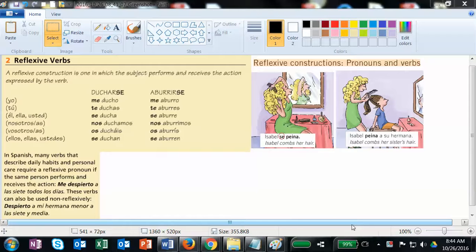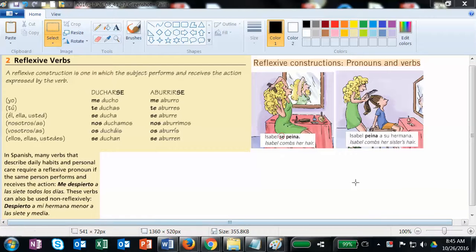Okay, so I'm going to go ahead and talk about reflexive verbs. They can be used in any tense, and essentially you use a reflexive verb in Spanish when the subject and the object are the same person.